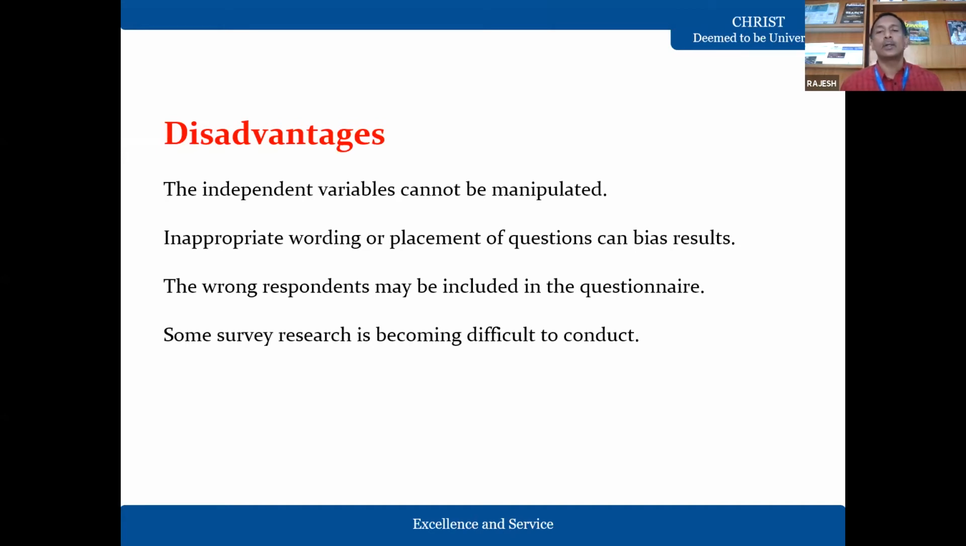The wrong respondents may be included in the questionnaire. Now we are giving questions to n number of people, and you might ask your friend also to collect the data. He or she might give it to people who may not fit into the actual sample of your study. So wrong respondents might be included in your study, and some survey research is becoming difficult to conduct. That is in terms of finding the sample, and also in terms of exploratory studies, it's quite difficult to find.